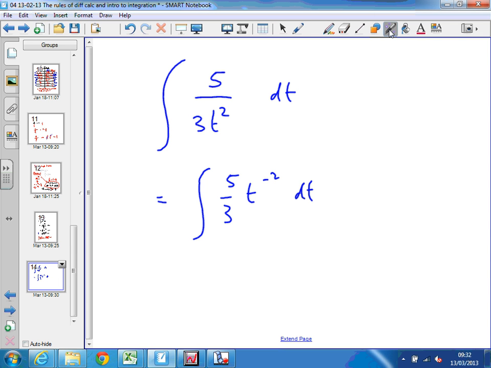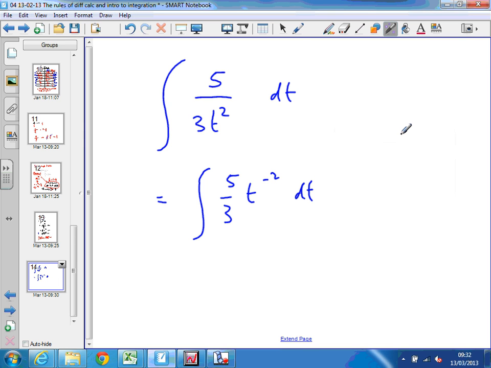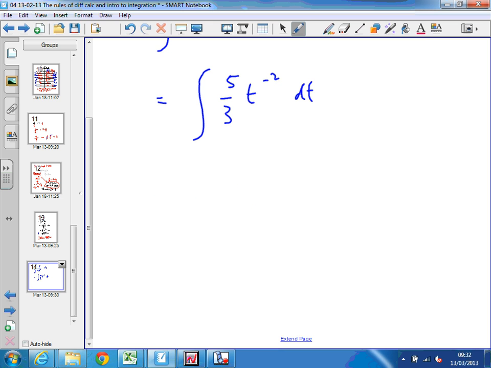Now, something that might help you at this stage is, this is something that I always sort of use, this idea. Actually, the constant can come outside the integral. It's just the t to the -2 that I'm interested in integrating. So we could take the 5/3 outside the integral sign and then just worry about that when we come to tidying up at the end. So that could be the way we can think of it.